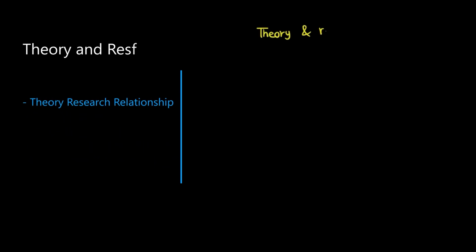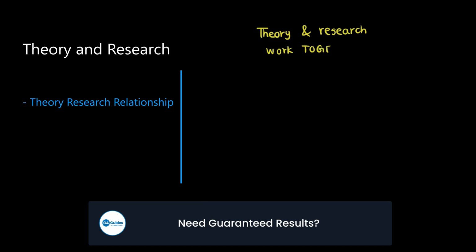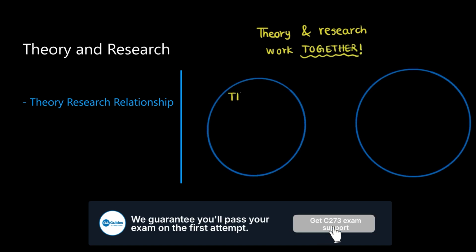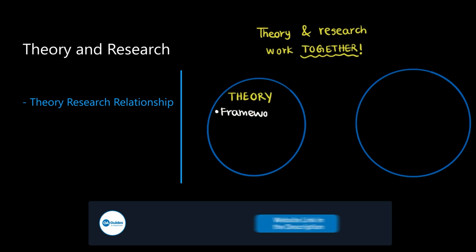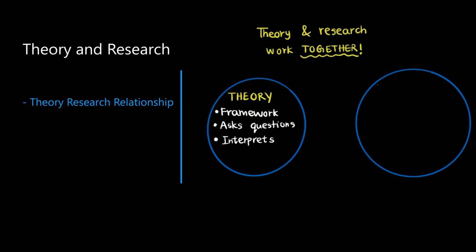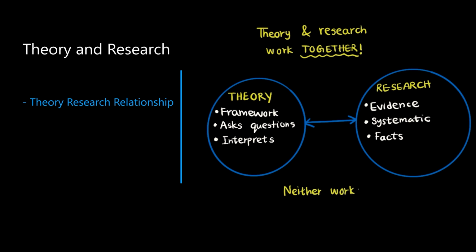Let's talk about theory and research and how they work together in sociology. Theory without research is just speculation. Research without theory is just a collection of facts with no framework for understanding what they mean. Sociological theory provides us with frameworks for understanding social phenomena. It helps us ask the right questions and interpret what we observe. Research, on the other hand, provides us with systematic evidence about the social world.